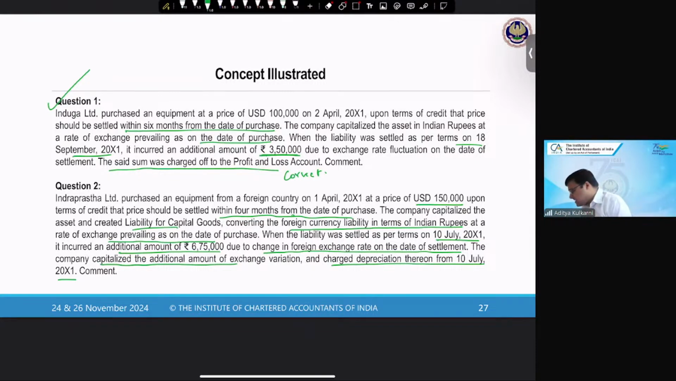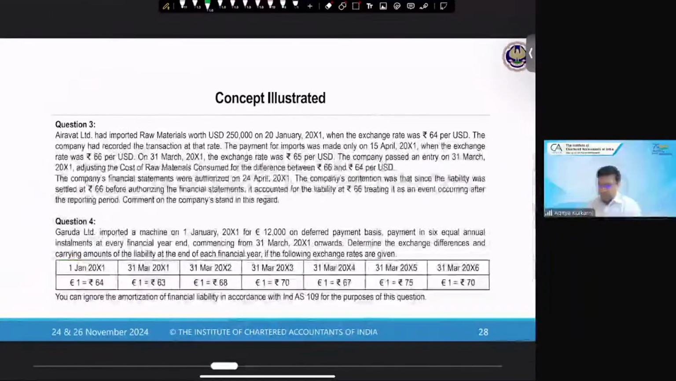Comment. Is it correct? No. Upper ka opposite. Okay. Not correct. It should be going to the P&L, right? So Pooja, Monica, Anu, Jeannie, all of you are good. Hemant also answered. Hemant understood. Okay. All right. Fine. ठीक है. So Indraprasth Limited. Okay. Next.